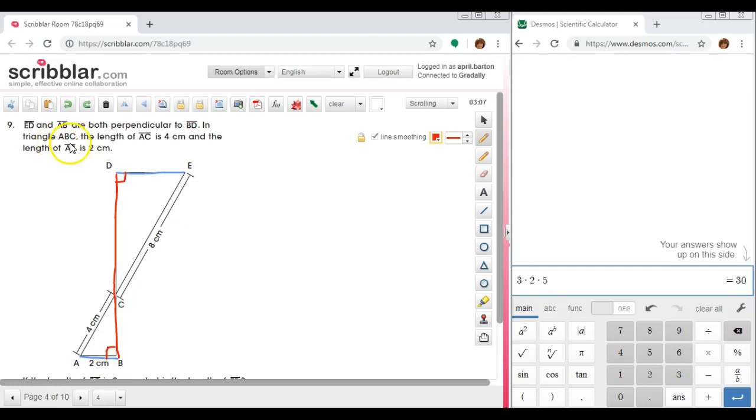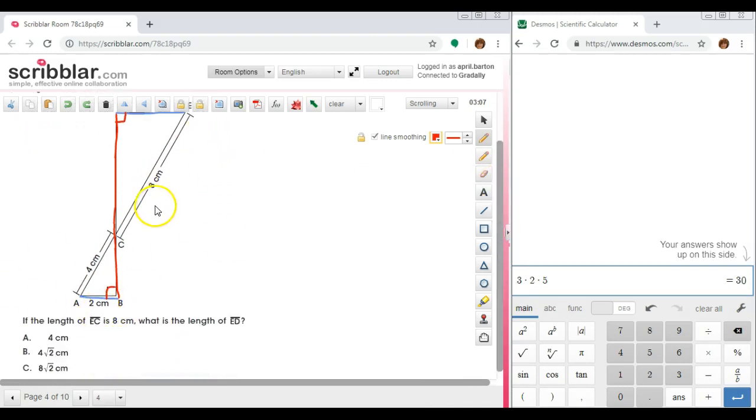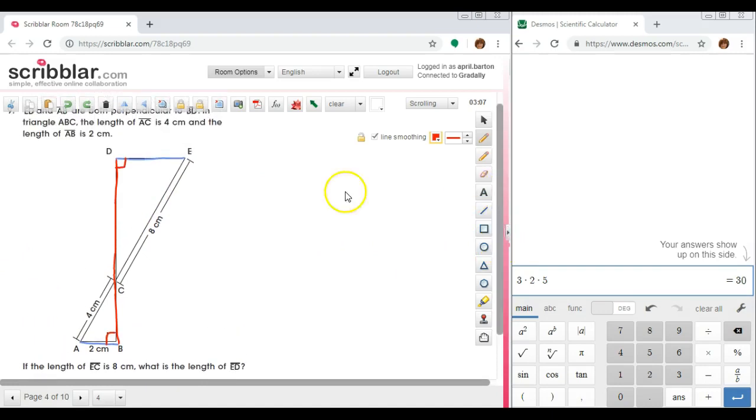In triangle ABC, the length of AC is 4, and the length of AB is 2. So they labeled that triangle. If the length of EC is 8, what is the length of ED? So a problem like this is called a similarity problem, and we can set up a proportion. There's also word problems where we have to set up proportions, but this one's our geometry where we set up a proportion.